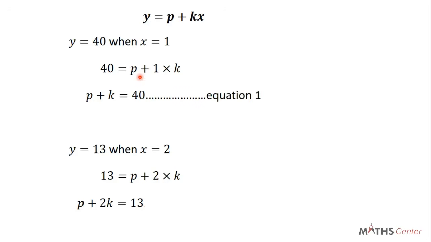So we have this here as our first equation, or equation 1, and we have this here as our second equation, or equation 2. Now we have two linear equations with two variables. So we are going to solve them simultaneously for the value of p and the value of k. We are going to solve the simultaneous equations in the next video. So see you in the next video and let's continue solving this question.